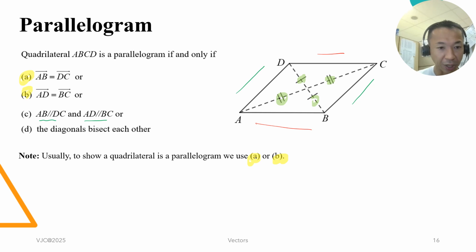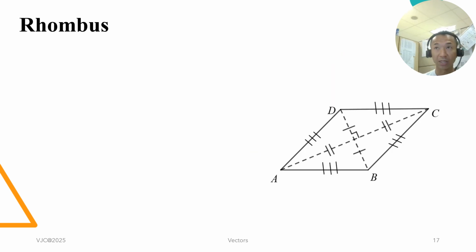Next, let's talk about this shape called a rhombus. A rhombus is a special parallelogram. Let's bear in mind, I repeat one more time, a rhombus is a special parallelogram where all the four sides are equal in length.